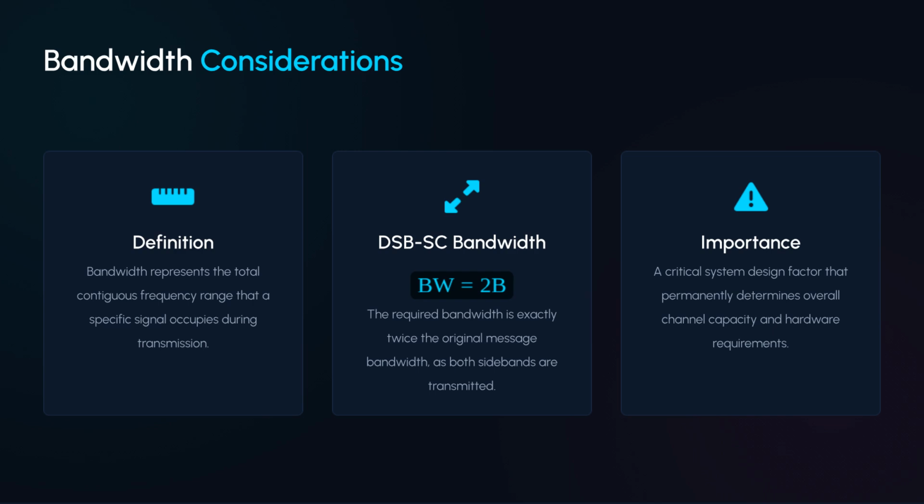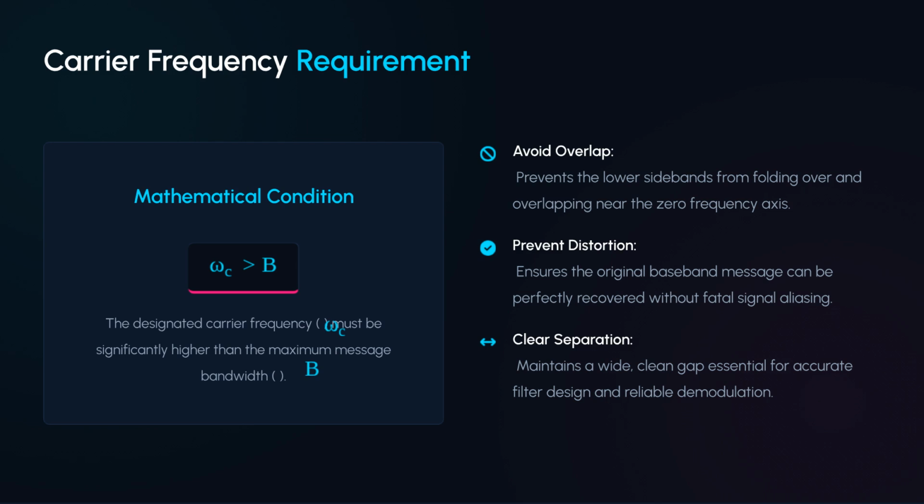Bandwidth is the total frequency range a signal occupies. For DSB-SC, the bandwidth, BW, is exactly twice the original message bandwidth, B, because both sidebands are transmitted. This is a critical design factor determining channel capacity. A strict mathematical condition for DSB-SC is that the carrier frequency, ωc, must be significantly greater than the maximum message bandwidth, B. This is essential to prevent overlap, avoid distortion, and maintain a clear separation for proper filter design.